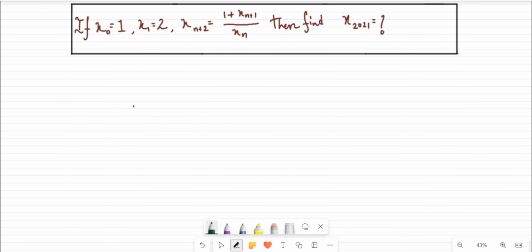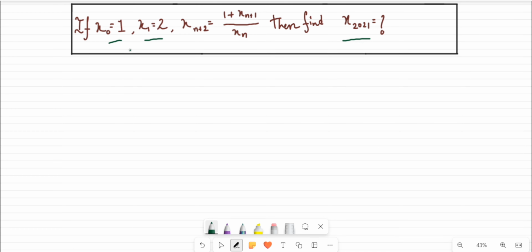Hello friends, today we will be solving this very tricky math Olympiad problem. So what is the problem given? Suppose we have x0 equals 1, x1 equals 2, and x_{n+2} equals (1 + x_{n+1})/x_n. Then we have to find the value of x2021.